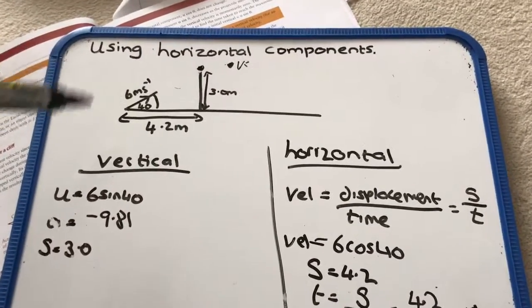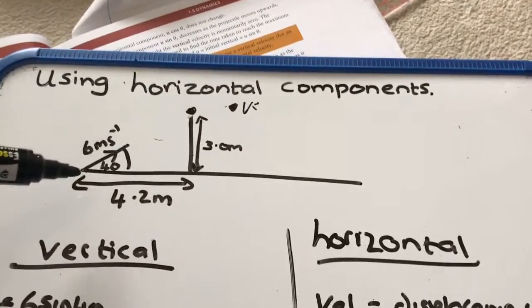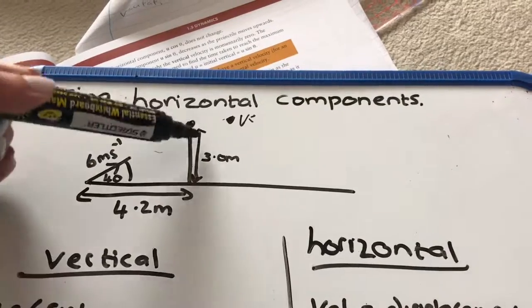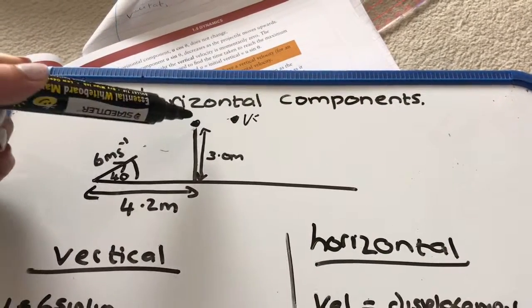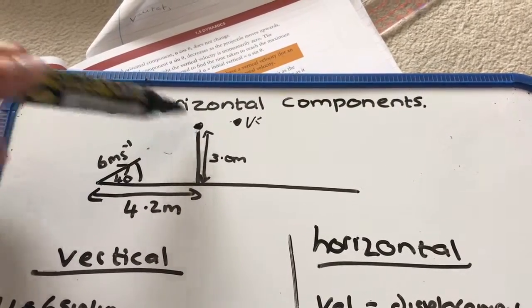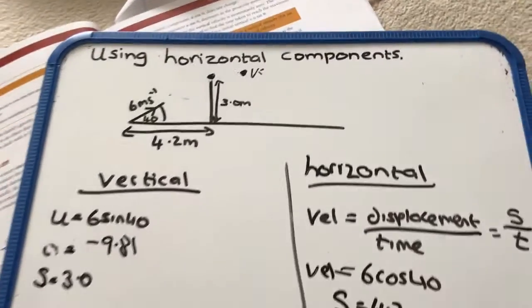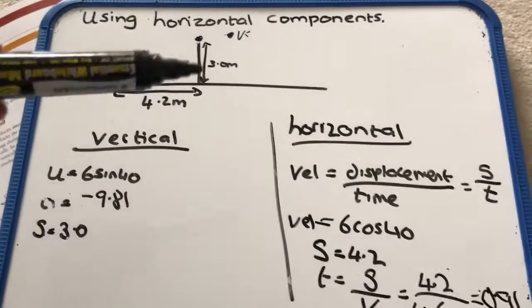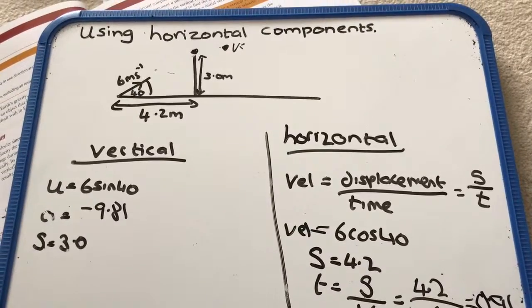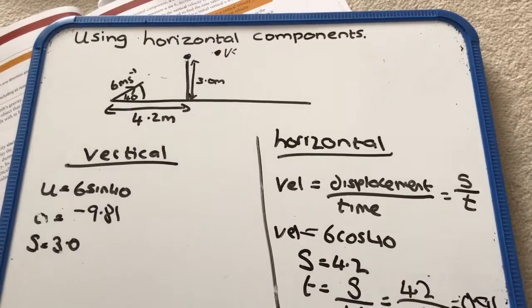So just bear that in mind when you're going through questions like this. Unless it tells you it reaches the top of the projectile at the fence, you can't just assume it. So work out what you have and what you want to find, and which one is the best method to use, vertical or horizontal.